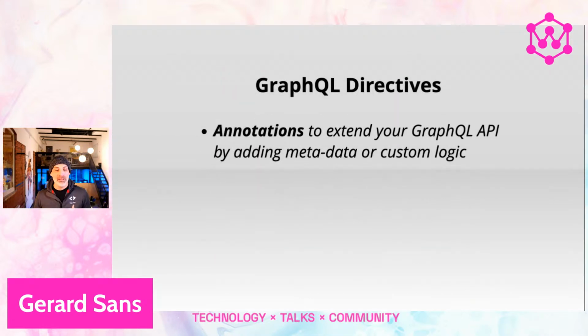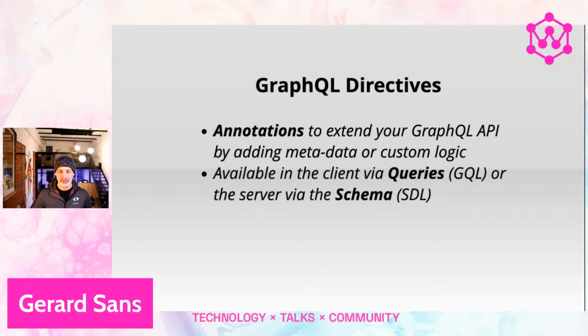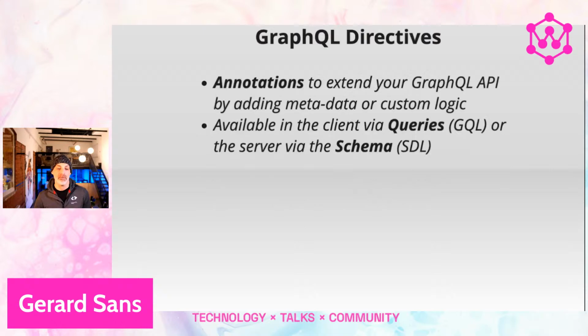And one thing that we can do with GraphQL directives is use them to annotate. So we can add metadata and also add custom logic. So we can change the behavior of our APIs. We can do it in two separate places. As I was saying, we have the GQL, and these are the queries, and we also have the schema definition language. So we can change our API in these two places. Most of the examples that I'm going to show are on the schema side, but you can also build directives on the queries. So these are two different options that you have.